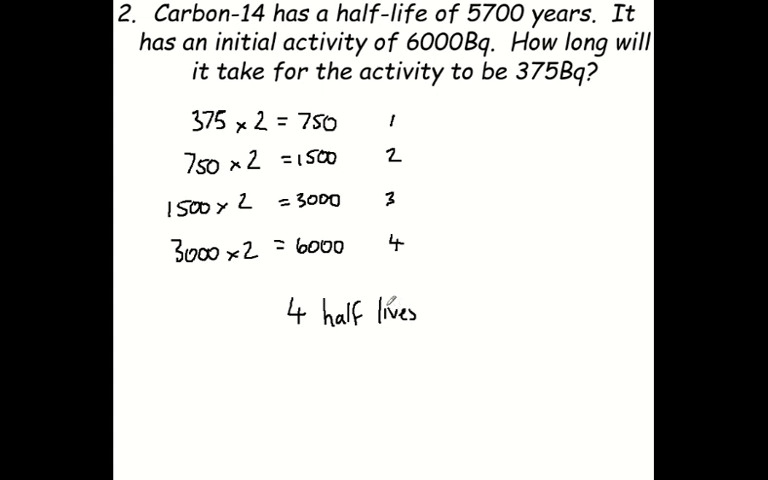But we're not done yet, because remember it asked us how long it was going to take. So we know it's 4 half-lives, and we know each half-life is 5,700, so we need to do 4 times 5,700, which is, just give me a second to use my calculator, 22,800. So 22,800, and don't forget the units, years. So one way you can do it, obviously there are other ways, but just to show you one solution.